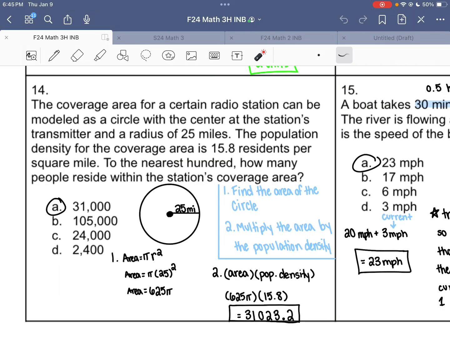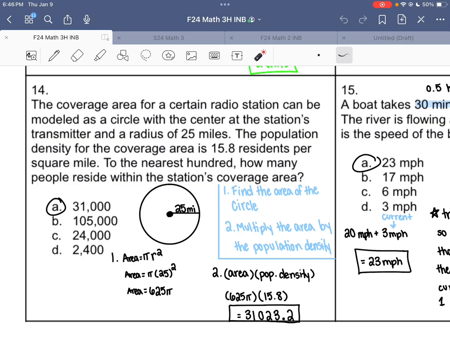So number 14 says that the coverage area for a radio station can be modeled as a circle with the center at the station's transmitter, and this circle has a radius of 25 miles. The population density, so the number of people that live in each mile, is about 15.8 residents. So they want to know how many people reside within the circle of the station's coverage area.